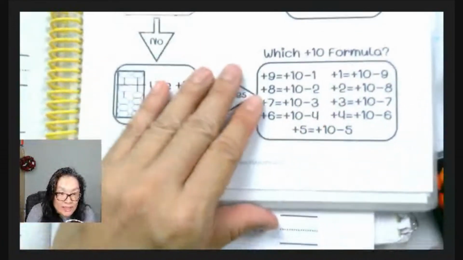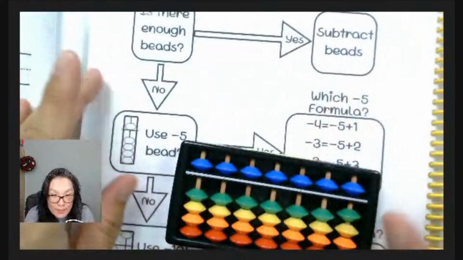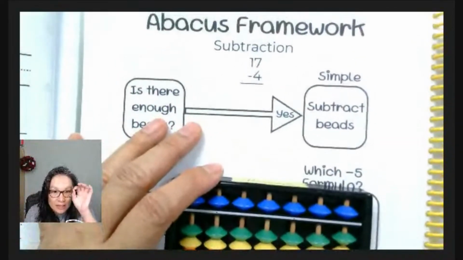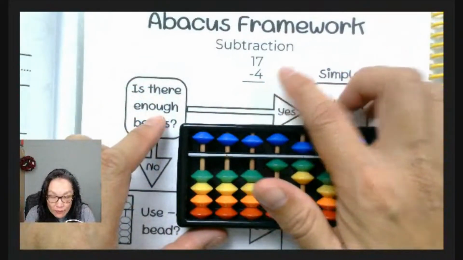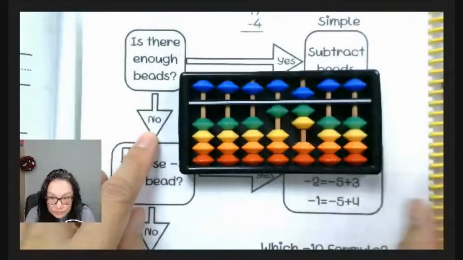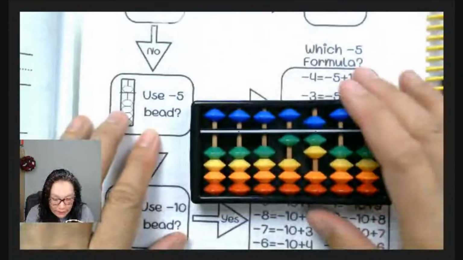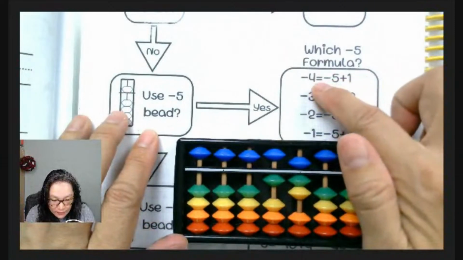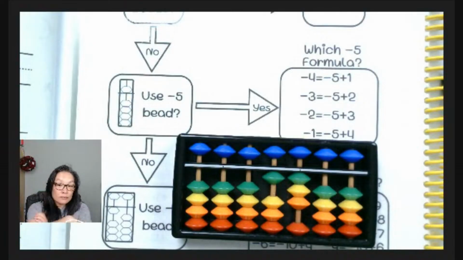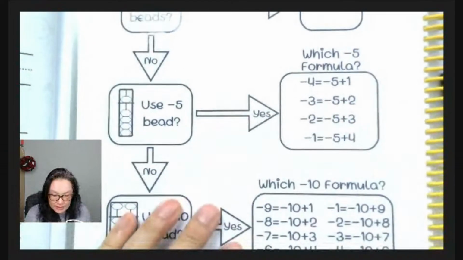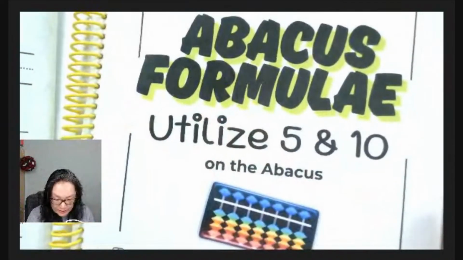Does that make sense? So what did I do here? What I did was I added a framework of this is what we talk about for every number, take it one step at a time. So here it is, 17. I have 17. Can I take away 4? No, I can't. What do? Can I use the minus the 5? Can I take away the 5? Yes, I can. So what do? Minus the 4 is equal to minus the 5 plus the 1. Minus the 5 plus the 1, and my answer is 13. Yep, that's what this is. So I called it abacus formula, utilizing the 5 and the 10 on the abacus.